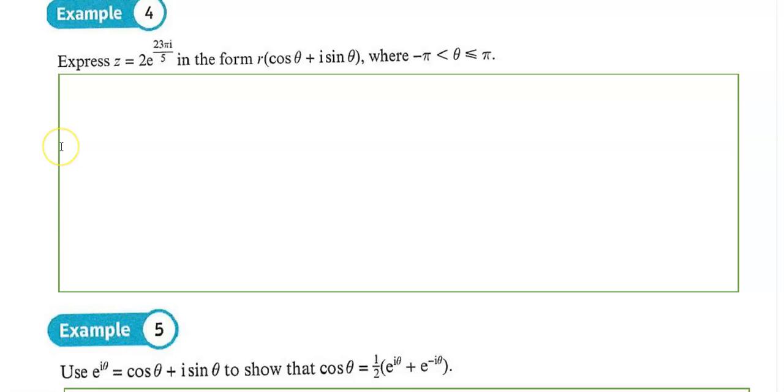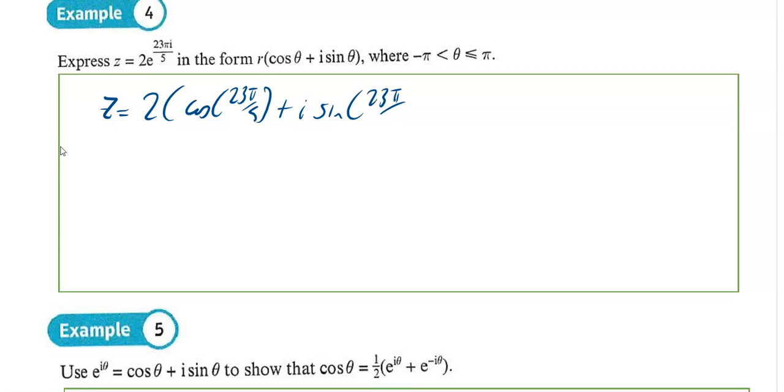Okay, example 4. Example 4, same idea. You've got to express it in the form r cos theta plus i sine theta. So very easy this one. You're just writing it as 2 times cos of 23 pi over 5 plus i sine of 23 pi over 5. And now just have a wee look at the trick in this question.